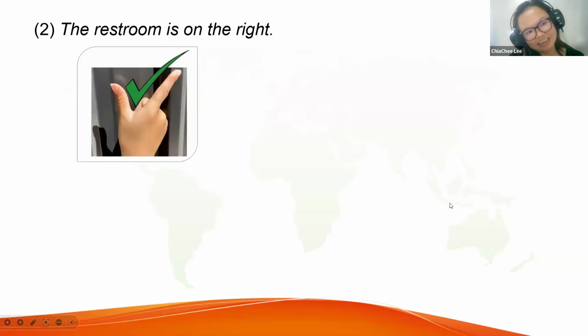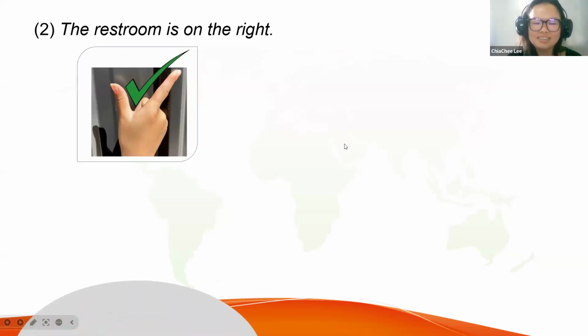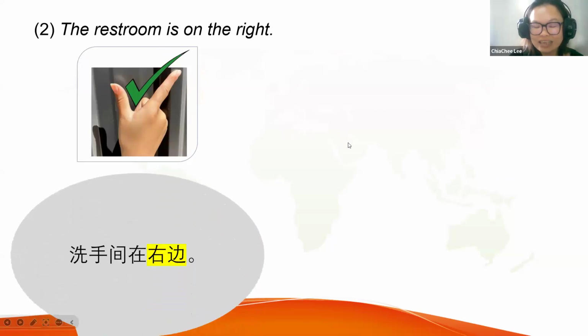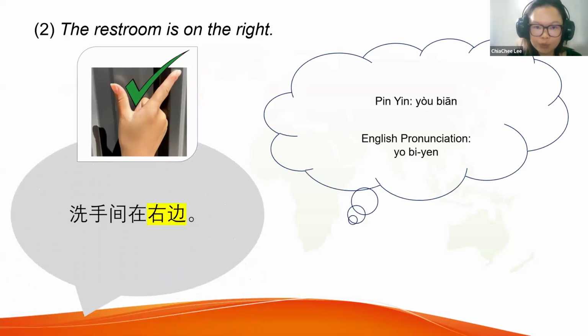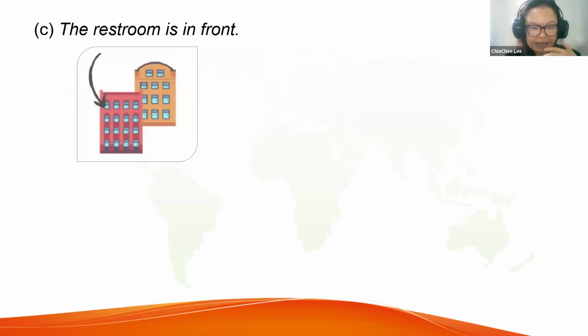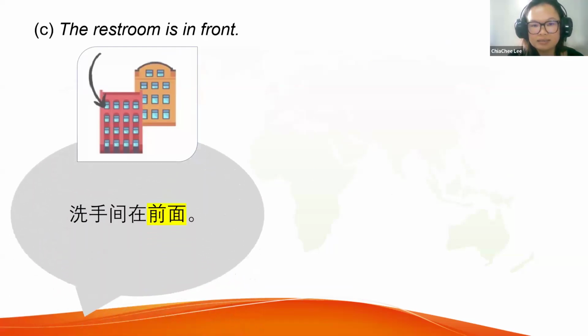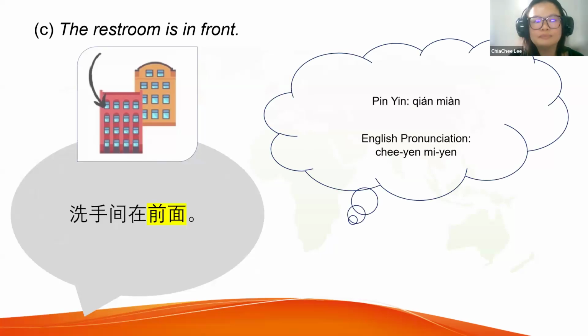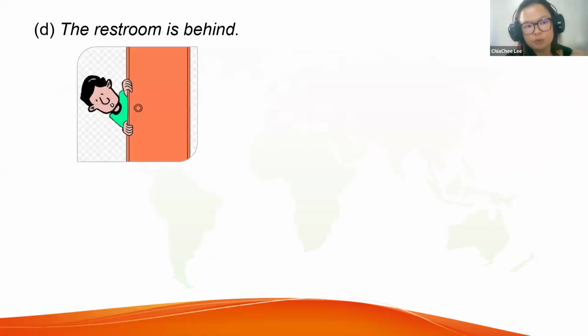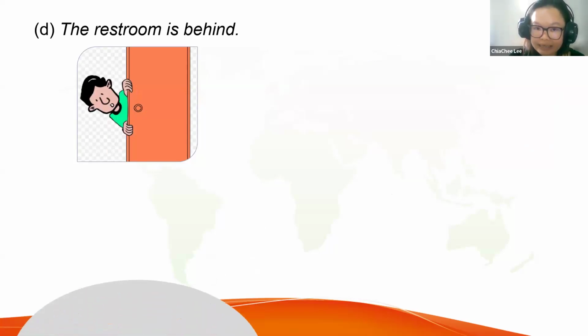Then we differentiate to the right. The restroom is on the right. 右边，洗手间在右边. 左 is left, 右 is right. Then we move on to the eyes can see and the eyes cannot see. When the restroom is in front, we can see where it is. 洗手间在前面. Then cannot see, hiding behind, would be the restroom is behind.